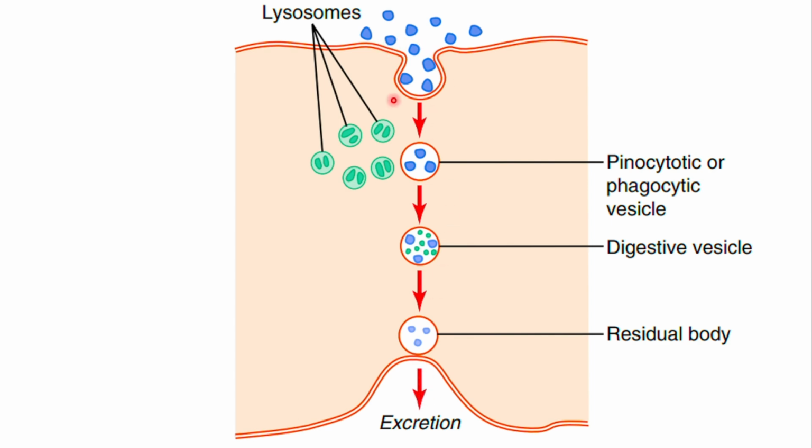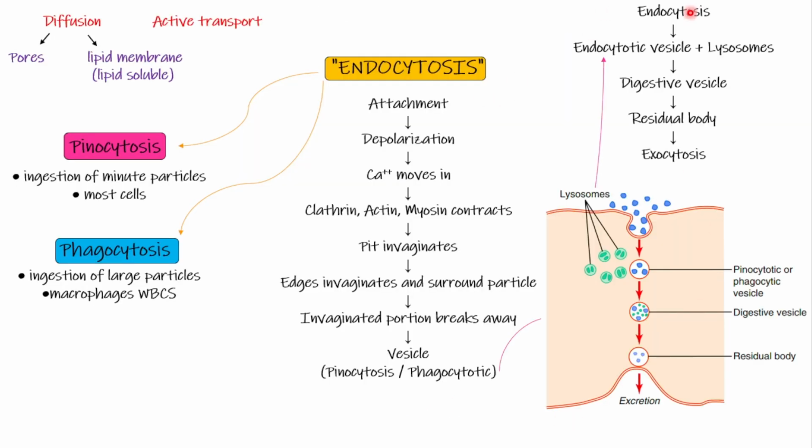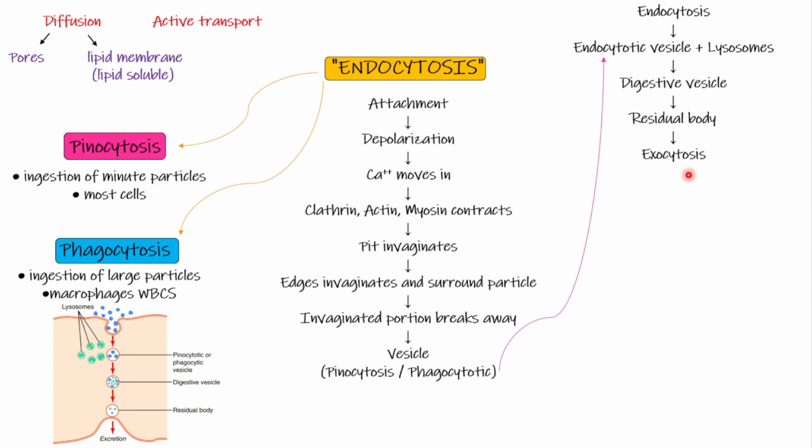The whole story started with endocytosis, then lysosomes attach with the endocytotic vesicle, then digestion takes place in the digestive vesicle, and then the residual body left behind is exocytosed or excreted out. Okay, so this is the whole story. So endocytosis first, then lysosomes are added to the endocytotic vesicle, forming the digestive vesicle, and then the residual body is exocytosed. Okay, so this is endocytosis.